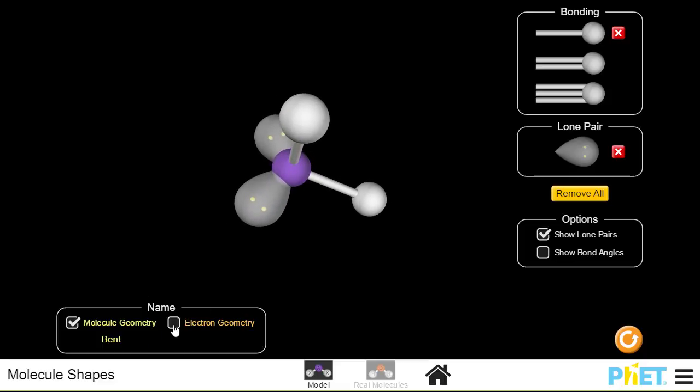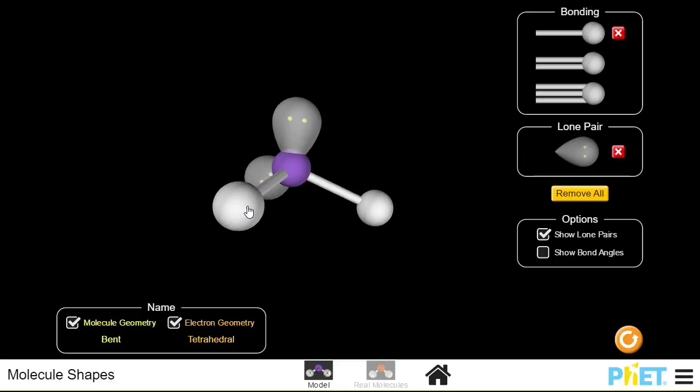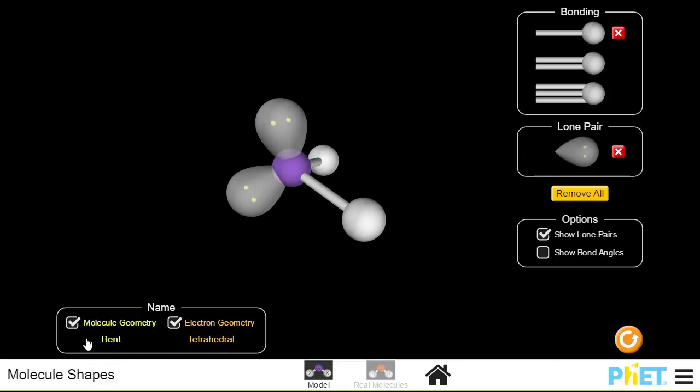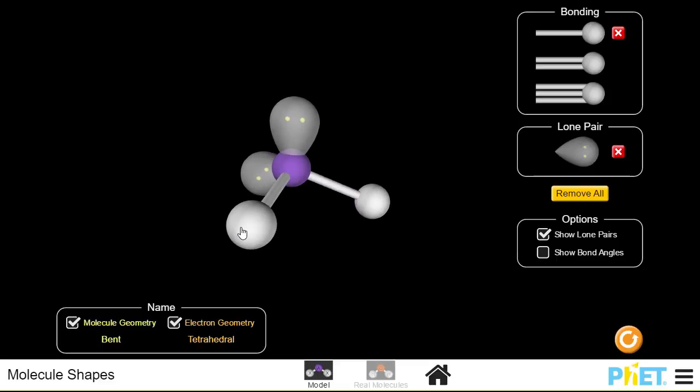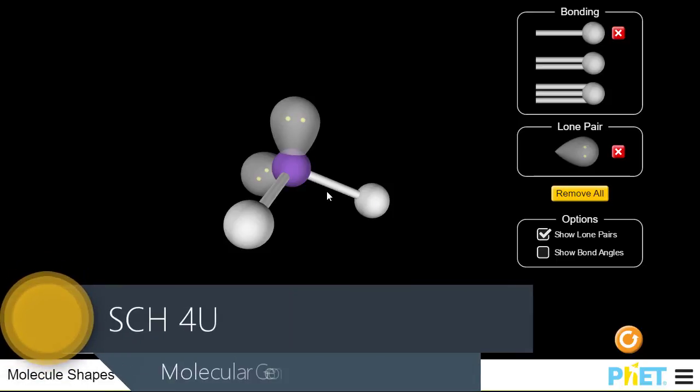Now, the significant thing is the electron geometry. And so when you look at this molecule in terms of all of the electrons, the bonding pairs and the lone pairs, this is a tetrahedral molecule with respect to the electron geometry. And it's bent with respect to the actual molecular geometry. And so you're going to be inventorying all the various combinations of bonding pairs and lone pairs and how they influence the geometry of the molecule.